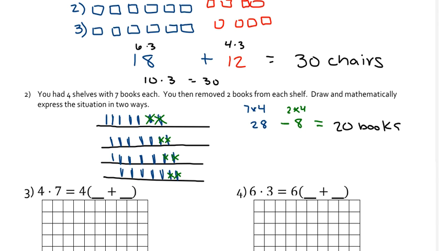Okay, another way I could have done it is just taken away the 2, and I see that there's 5 per row, so 5 times 4 is 20. So either way we'd get the same, whether or not we count the books first and then take them away, or just take them away and then count them.